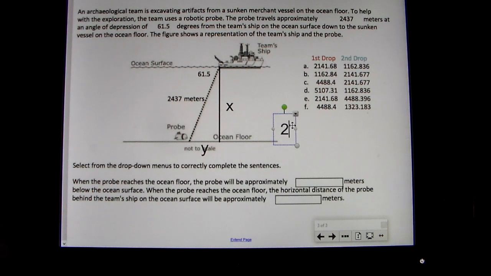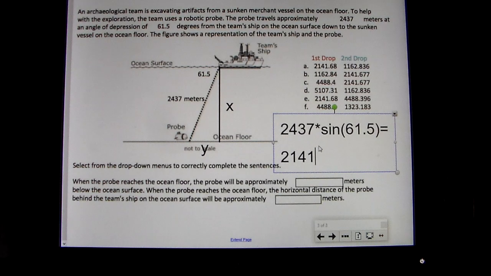So we're going to do 2437 times the sine of our given angle, which is 61.5. We type that into the calculator. 2437 times sine of 61.5. And you're going to get 2141.67. As we know there's a little bit more.